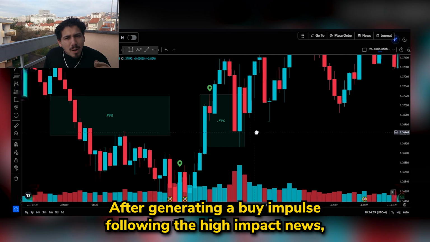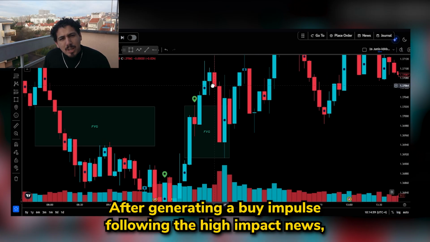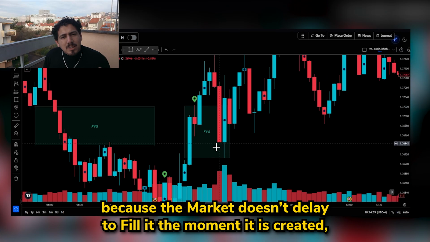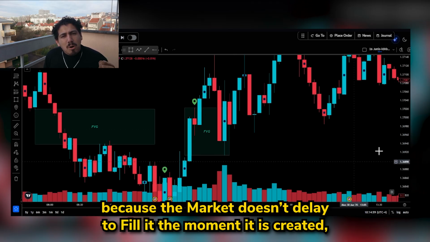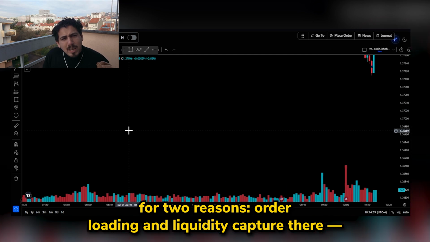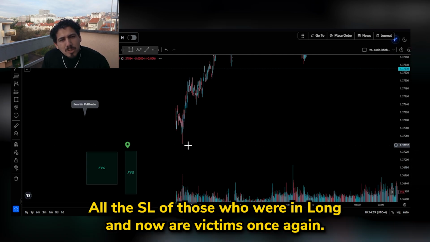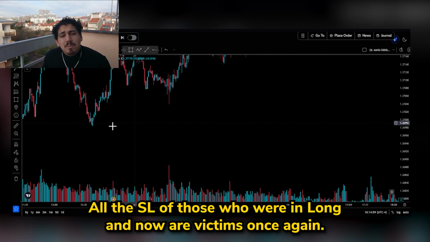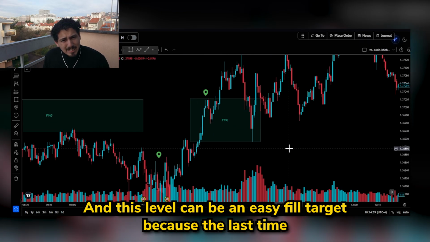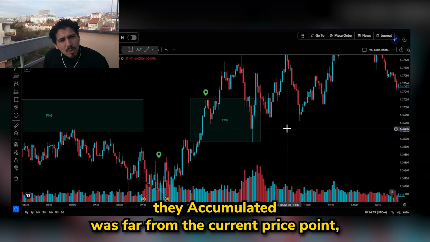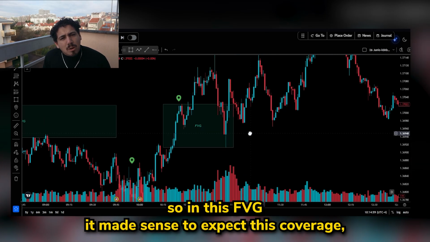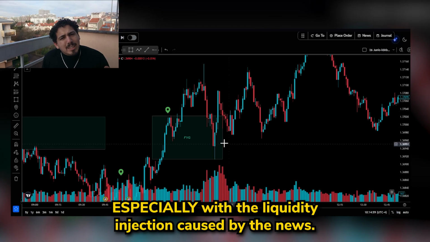The third example of instant fair value gap fill is attached to the previous example. After generating a buy impulse following the high impact news, the market moves strongly and leaves a clearly inconvenient gap, because the market doesn't delay to fill it the moment it is created, for two reasons: order loading and liquidity capture there. All the stop losses of those who were in long and now are victims once again. And this level can be an easy fill target because the last time they accumulated was far from the current price point. So in this fair value gap, it makes sense to expect this coverage, especially with the liquidity injection caused by the news.